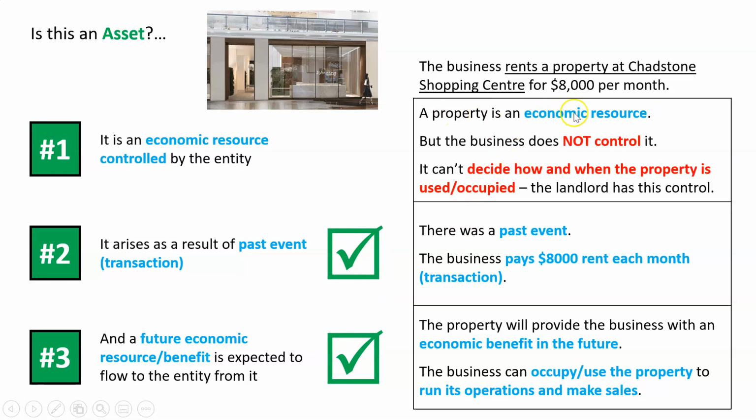So it's going to be this last point, and it's all about control. Whilst a property is an economic resource, we don't control it. If we only rent it, we can't decide how and when the property is used or occupied. So that is a negative. If the landlord wants to paint it or rent it to someone else or demolish it or renovate it, we don't control that, so someone else does. So the point there is all 3 tests have to be true for an item to be an asset.